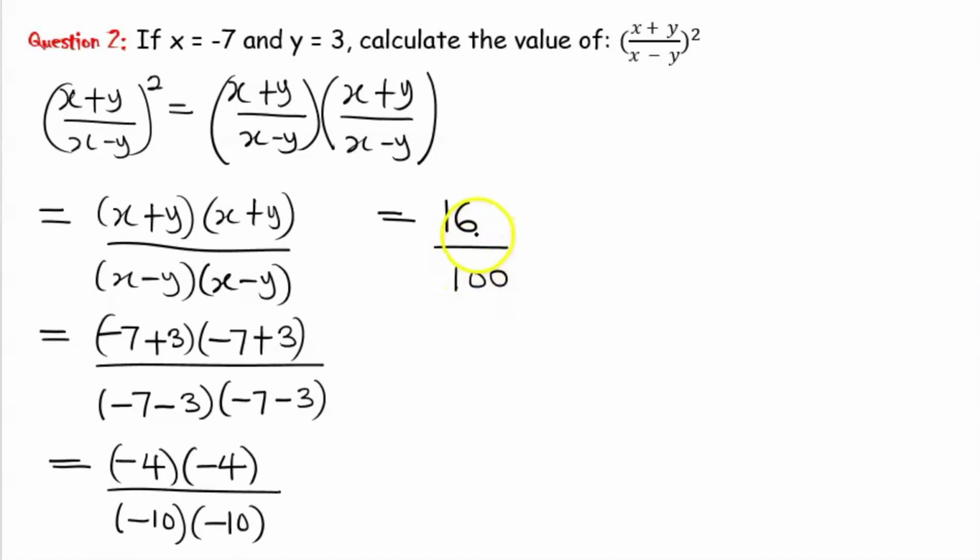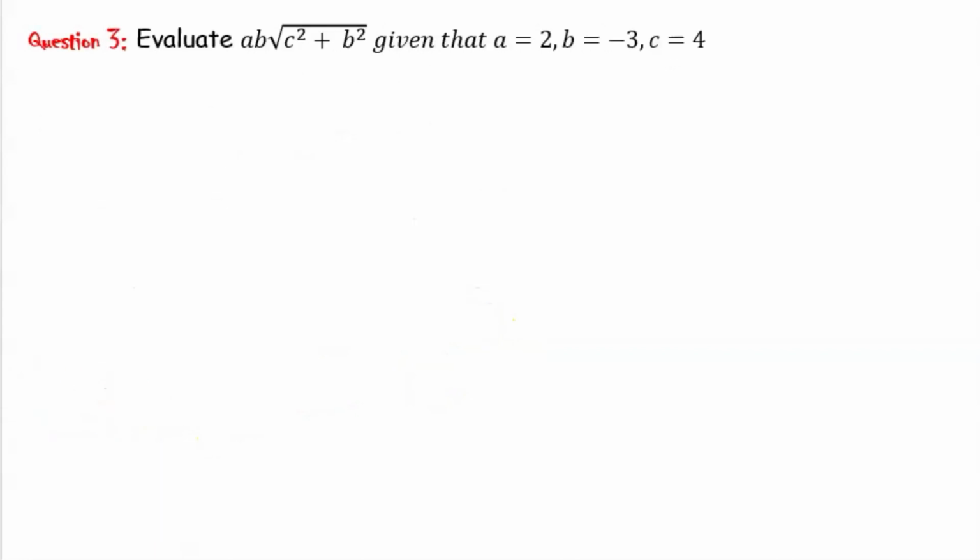So to simplify this further, I can see that 4 can divide it. What is a factor here? 4 in 16 is going to give me 4, while 4 in 100 is going to give me 25. So finally, the final answer we are going to have here is going to be 4 divided by 25. And since we can't simplify further, we are going to rest our case here. All right, let's look at another question.